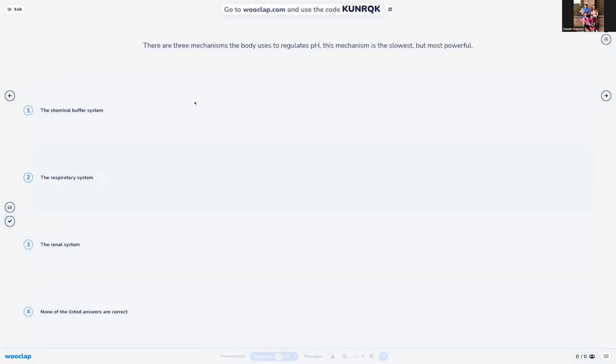Next question. There are 3 mechanisms of the body that the body uses to regulate pH. This mechanism is the slowest, but the most powerful. Our chemical buffer system, the respiratory, the renal system, or none of these answers are correct. All right, you guys should know that this is the renal system.